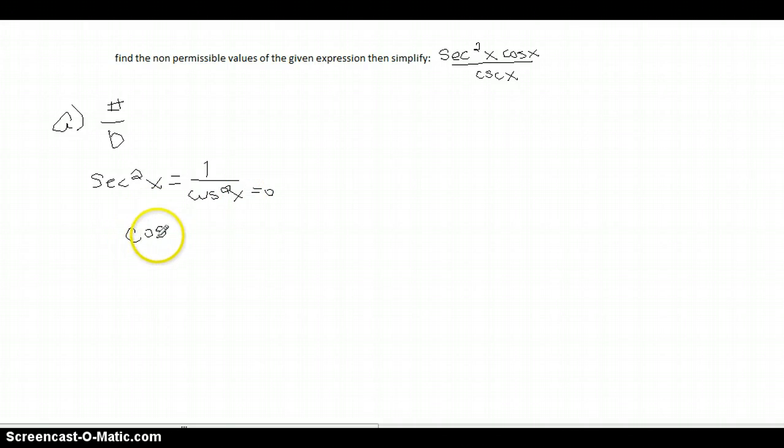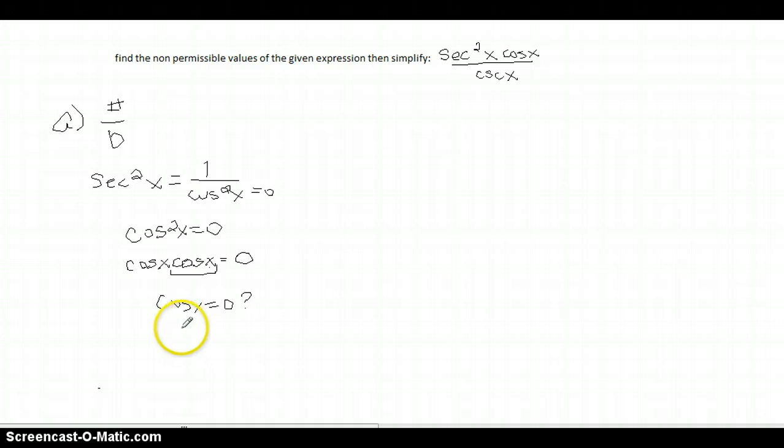So we can rewrite this as cosine squared of x is equal to 0, and then as cosine times cosine of x is equal to 0. Then we just have to look at one cosine, because they're both the same thing. If you get it for one, you'll get it for the other. So when does cosine of x equal 0? From there, you can use your unit circle. Using your unit circle, you would see there's a general solution of pi over 2. It could also be at 3 pi over 2, and so on.